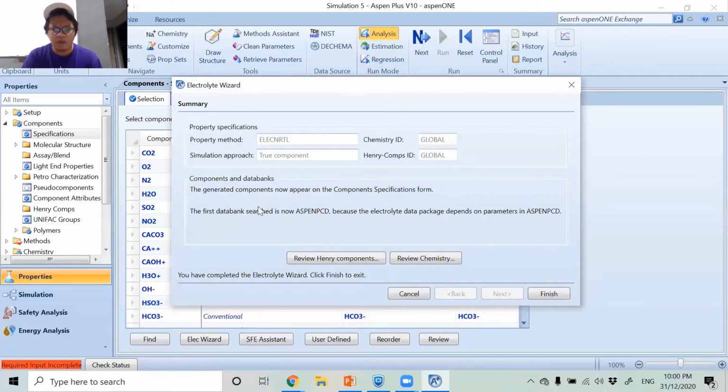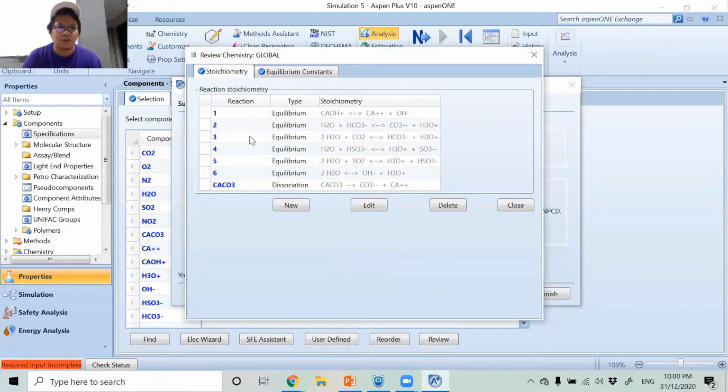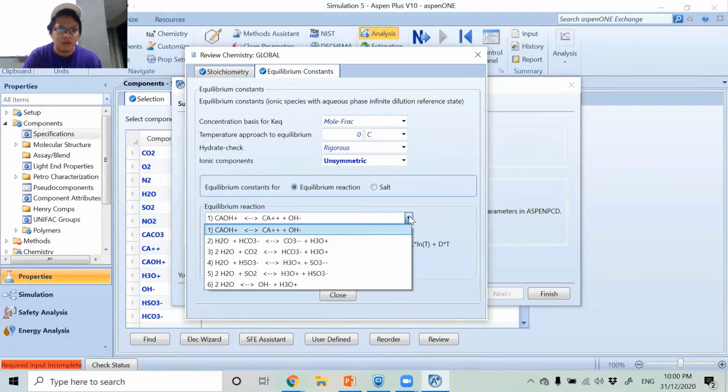And then you can hit finish if you want, but in here you can review the chemistry. You can check what are the possible reactions that are happening. In here I have a dissociation of calcium carbonate, I have a water dissociation, and then all of the electrolyte type reactions happening. And here you have the information about the reaction, the equilibrium association and dissociation reaction, or equilibrium ionic reaction.